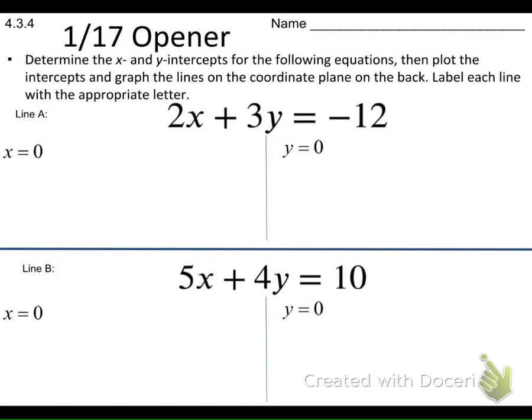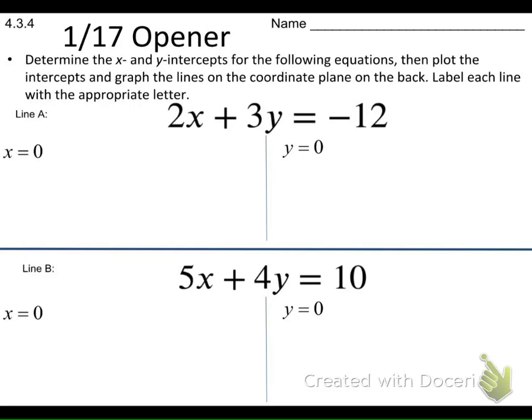So, for the first one, 2x plus 3y equals negative 12. The directions, you always want to pay attention to that, just so you make sure you're getting all your points that are possible, okay? So we're trying to figure out the x and y intercepts. Then we're going to plot the line on the back, the lines, and label each line with the appropriate letter, okay? Line A and line B.